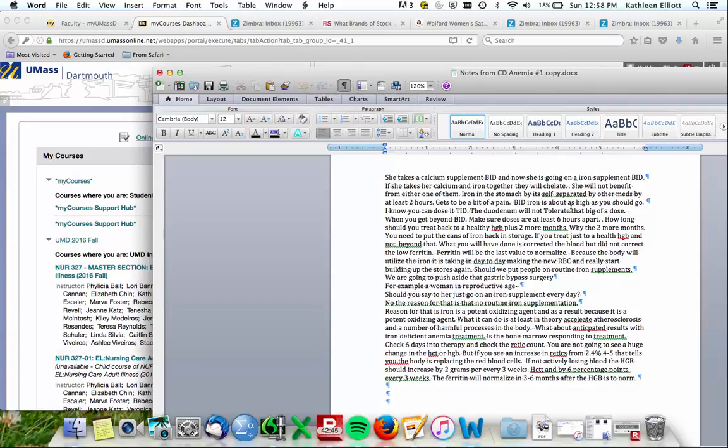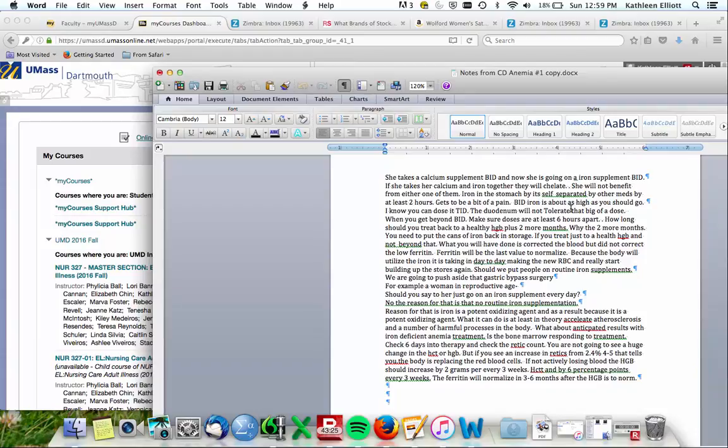Should we put people on routine iron supplements? Absolutely, if they've had gastric bypass. If not, no, you don't. For example, a woman of reproductive age, should you say to her, just go on iron supplements every day? No. And the reason for that is no routine iron supplements, because iron is a potent oxidizing agent. As a result, it can, in theory, accelerate atherosclerosis and a number of harmful processes in the body.